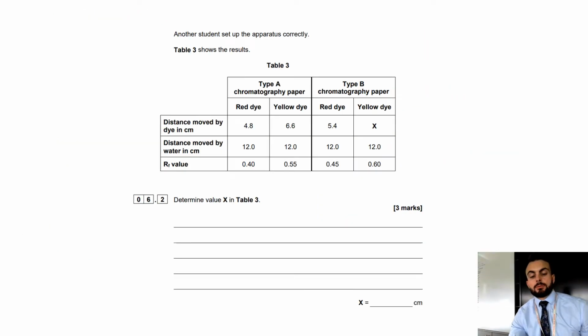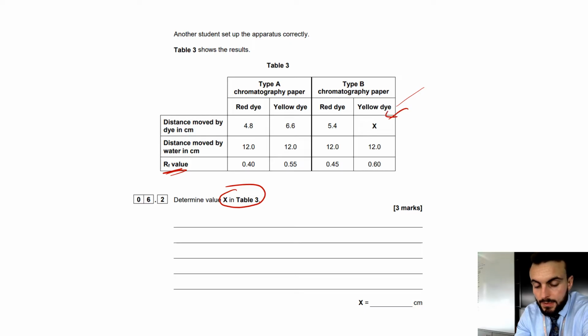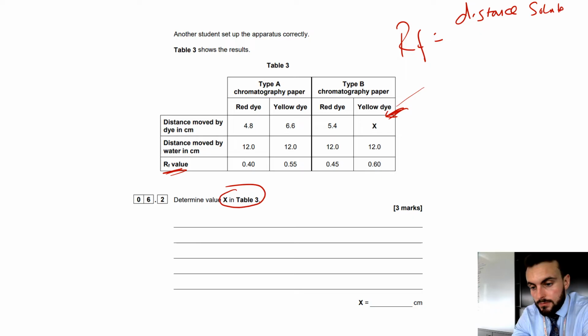Another student set up the apparatus correctly. Here's a table of results. So we're talking about RF values this time. Determine value X in the table. So first off, we need to remember what the RF value equation is, which is RF value is distance moved by the solute divided by distance moved by the solvent.